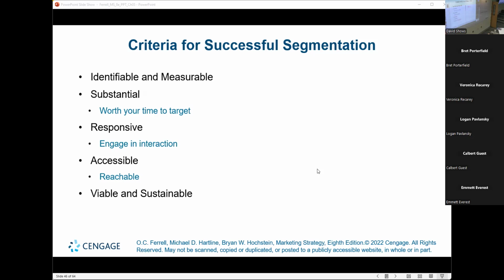So for successful segmentation, I will not ask what is the number one, but sustainability, to be able to continue to excel given the population density. Yeah, that's number one.